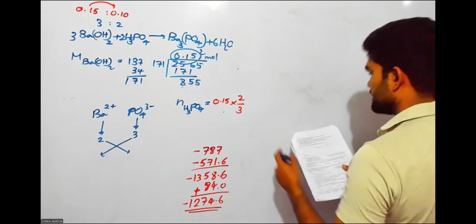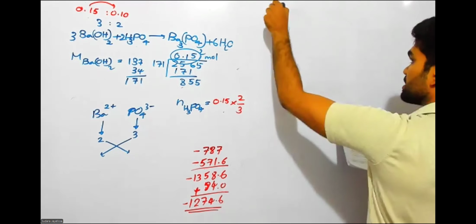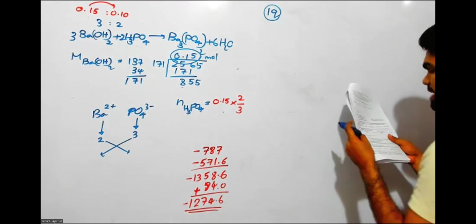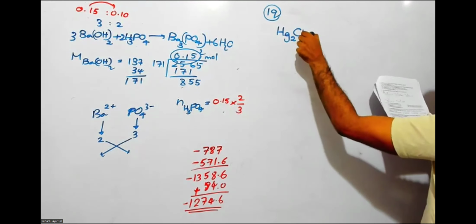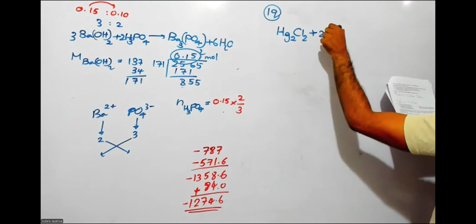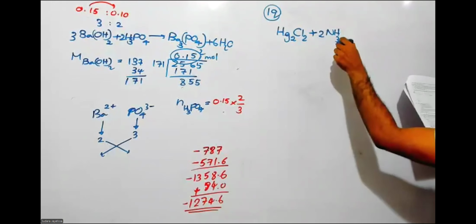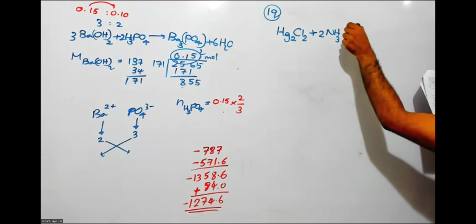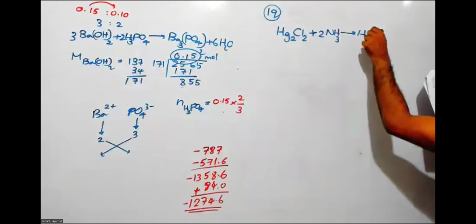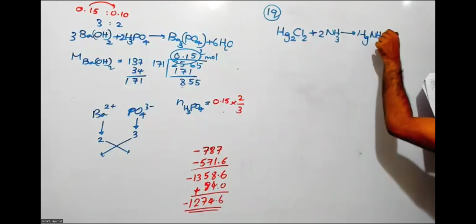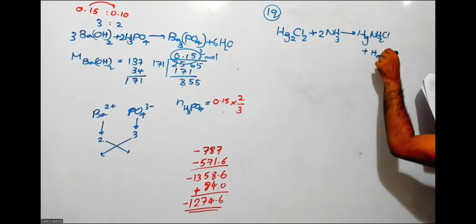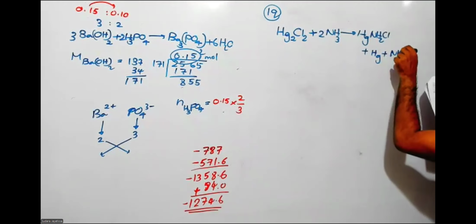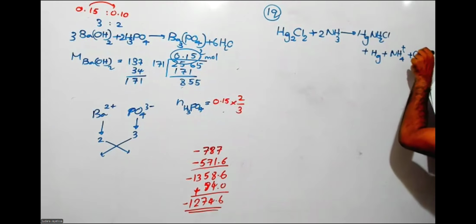Question number 19. So they have given you a reaction. Hg2Cl2 reacts with 2NH3 to form HgNH2Cl, mercury, and NH4+ and Cl-.